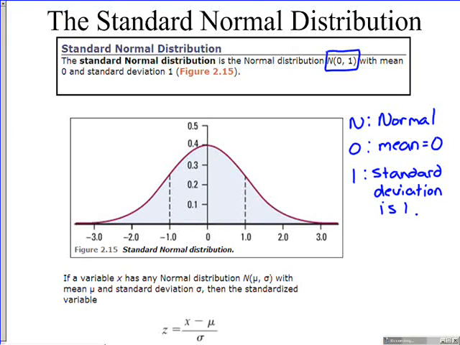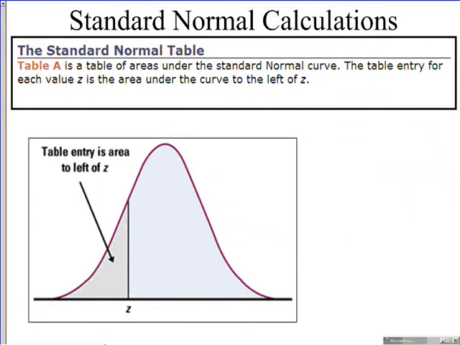If a variable x has any normal distribution given by mu and sigma, with mean mu and standard deviation sigma, then the standardized variable we already talked about is x minus the mean divided by the standard deviation. Table A is a table of areas under the standard normal curve. The table entry for each value z is the area under the curve to the left of z. Okay, we're going to be using our Z tables from the book or the handouts that you were given, as well as finding them with the calculator, and we will be talking about both.